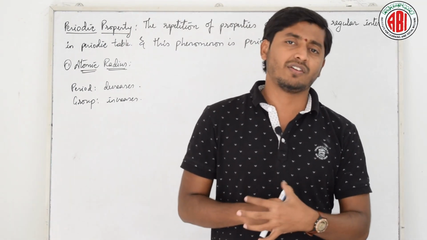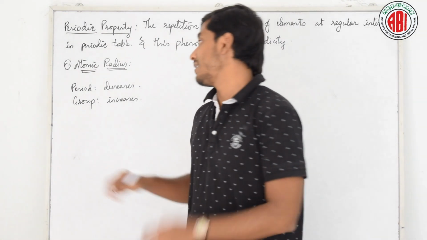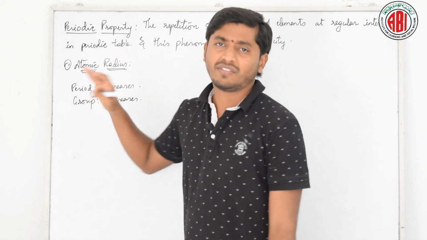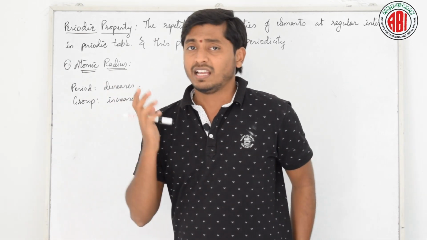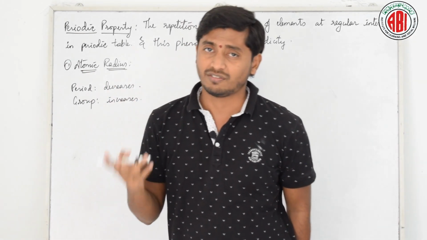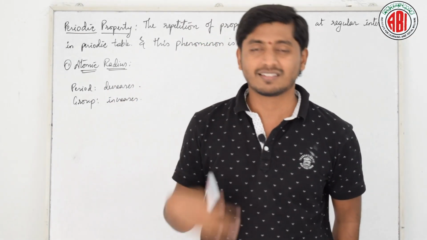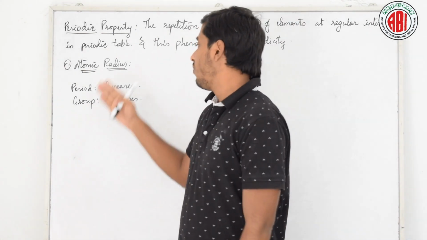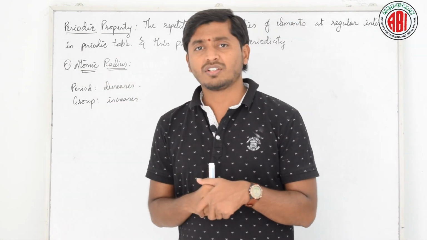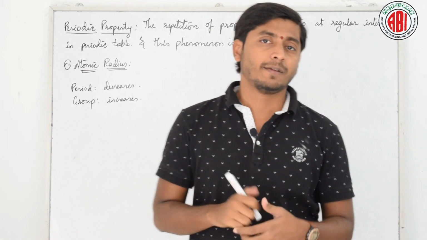What are the different properties we are going to discuss? Among them, the first one is atomic radius. After that, we will have ionization energy, electron affinity, electropositivity, electronegativity, such kind of things. Let us discuss one after the other. What is this atomic radius? It can also be called atomic size.